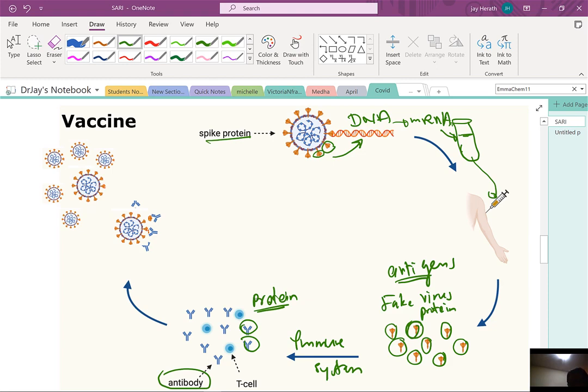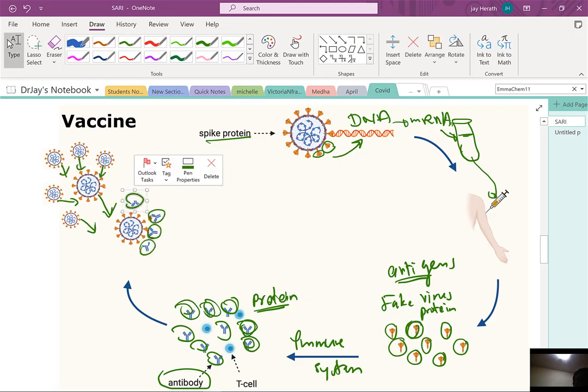Now we produce these in the body in the millions. The more, the better. Over time, it will make more and more. Now when the viruses come into the body, these antibodies go and bind to the virus, and it neutralizes the virus. So no more infection. That's how it should work.